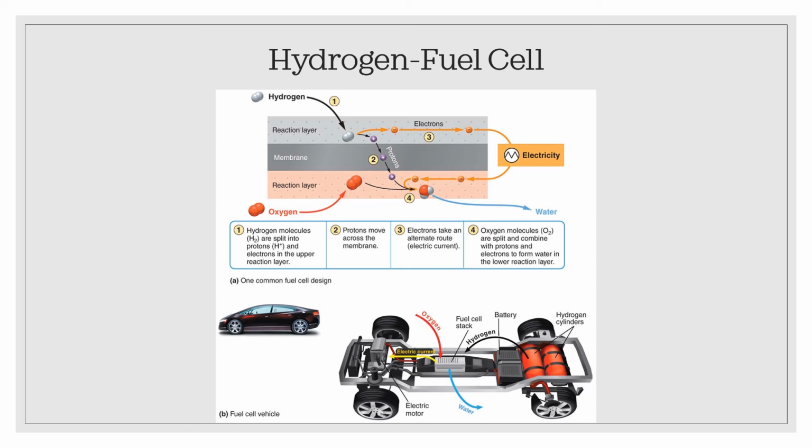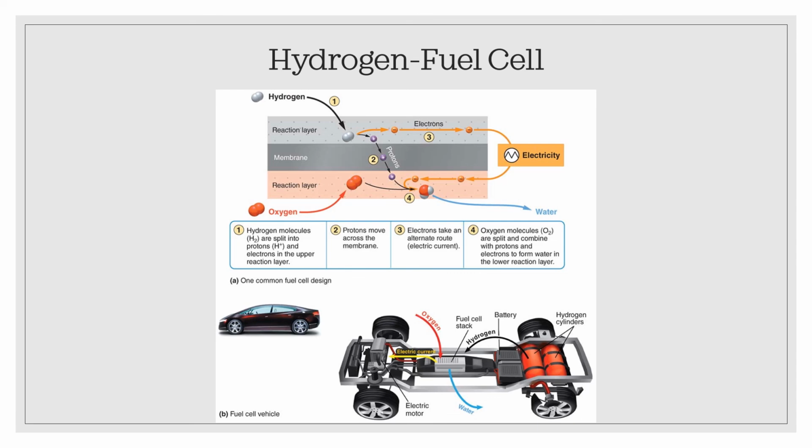Finally, we have a hydrogen fuel cell. This allows for hydrogen to go in and react with oxygen to produce electricity through the synthesis of water. So step 1, hydrogen goes through a reaction layer and splits up into protons. These protons move across the membrane of the fuel cell.